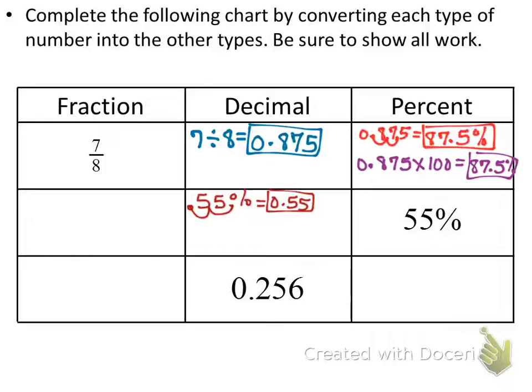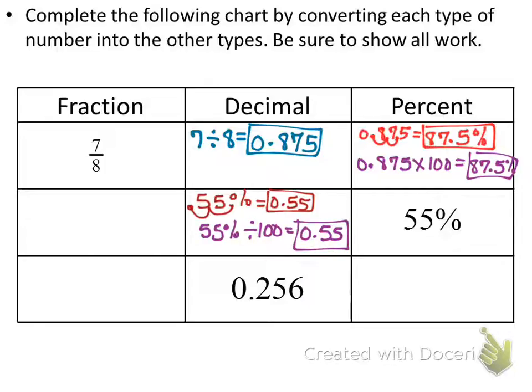What's another way I can change a percent to a decimal? You guys, not times. Say it again. Divide. So you could also take 55% divided by 100, and you're going to get the same answer of 0.55. How would you read this number to me?